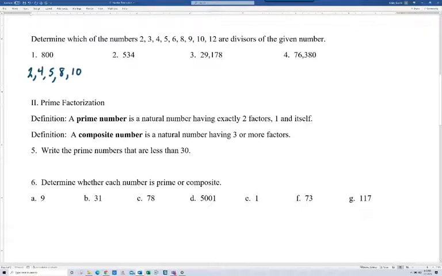3 and 4 don't both work, so we're not divisible by 12. So it's just 2, 4, 5, 8, and 10. So I would encourage you to try numbers 2, 3, and 4, and then watch the video.